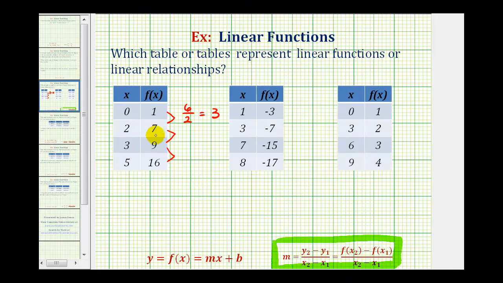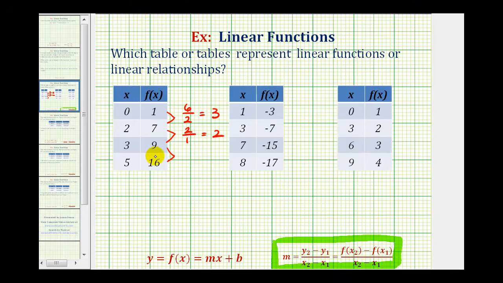For this next set, the change in the function values will be 9 minus 7, that's 2. And the change in the x values would be 3 minus 2, that's 1. Well, here the rate of change is 2. Well, 2 doesn't equal 3. Therefore, this table does not represent a linear function.